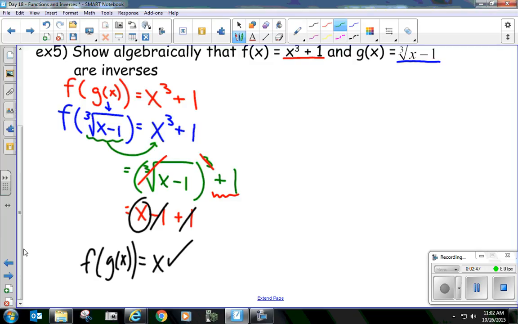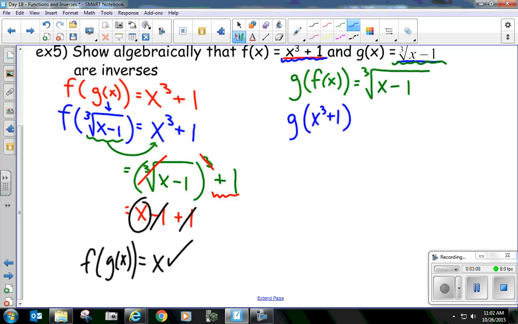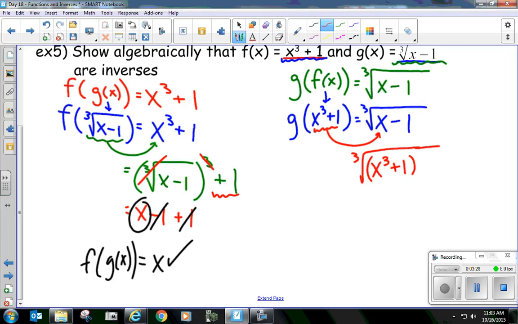So, I've got g of f of x. Now, the function g of x, we know that is the cubed root of x minus 1. Same thing, I'm going to put f of x into it. This is f of x, all right? So I'm going to take x cubed plus 1, because that's what my f of x is. And I'm going to plug that into this function, the cubed root of x minus 1. So here we go. This will go in for my x. So I've got the cubed root of x cubed plus 1, minus 1.